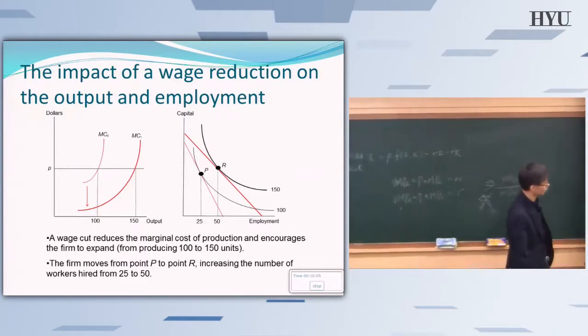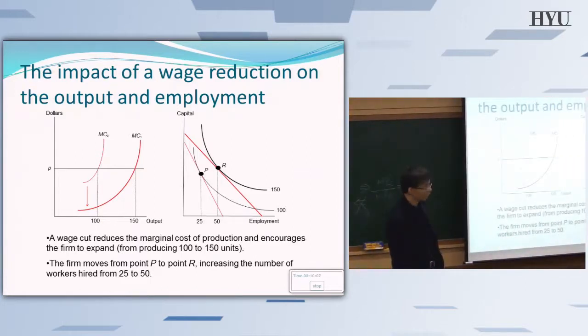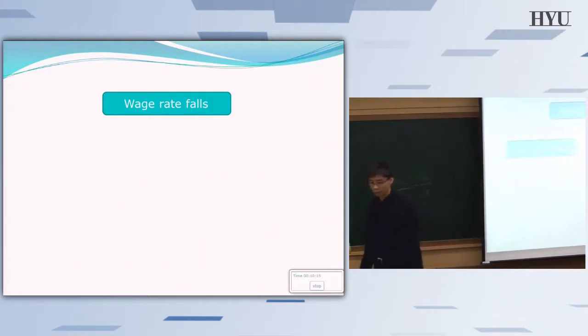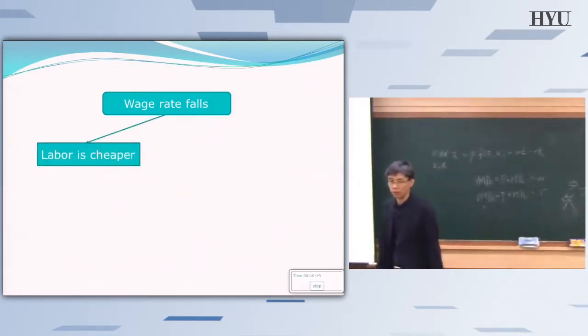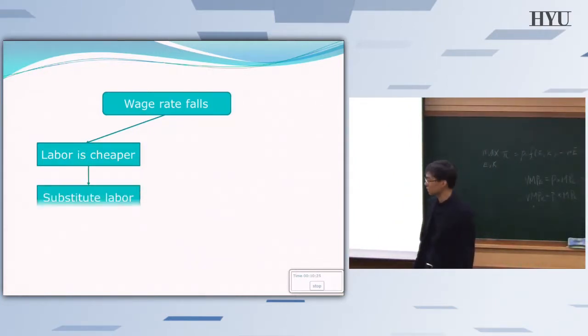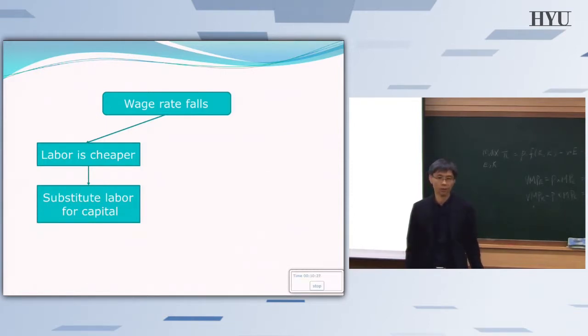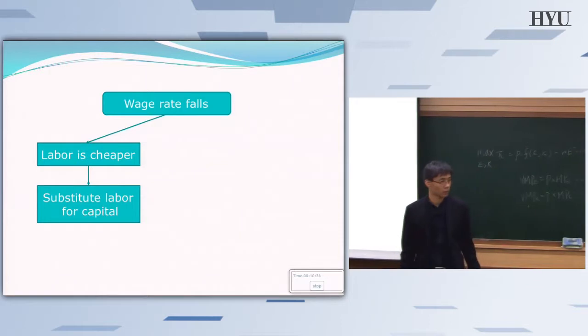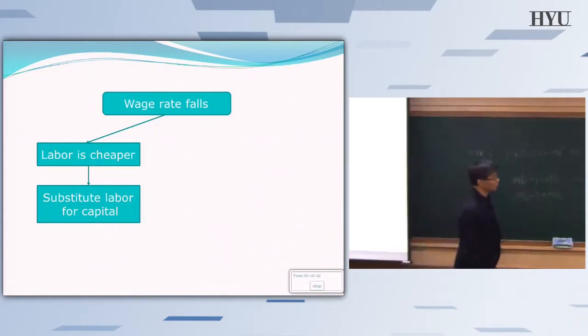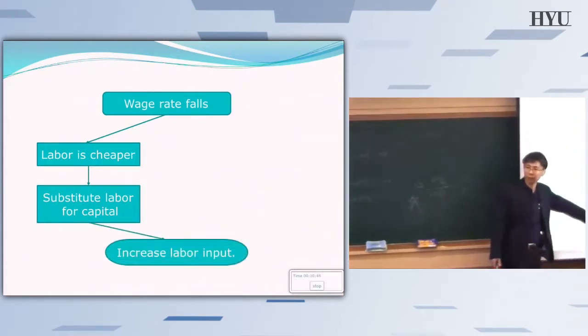Okay, now what we are going to think is that what's behind the change in the labor demand? To do that, we can think of this way. Say, wage rate falls. When the wage rate falls, then we know the labor got cheaper, relatively cheaper to the capital. Okay? Since labor is cheaper, so they substitute labor for capital. Okay? Meaning that using more labor and using less capital, even if they don't change the level of output. Okay? So if they keep the level of output same, they will do this.